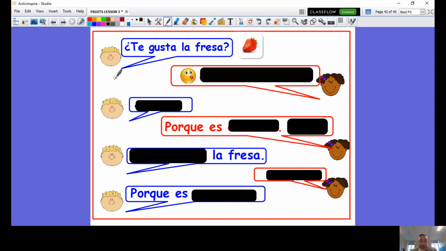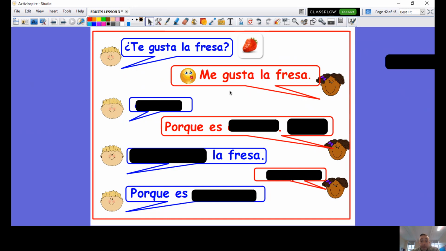Let's see if we can do this one. Same again. Lots of words covered. ¿Te gusta la fresa? She says, I like strawberries. How do you say I like strawberries in Spanish? Me gusta la fresa. Well done. He wants to say why. How do we say why in Spanish? ¿Por qué? And she says, porque es, because it is delicious. How do we say delicious? Delicioso. And then she wants to ask him, and you?